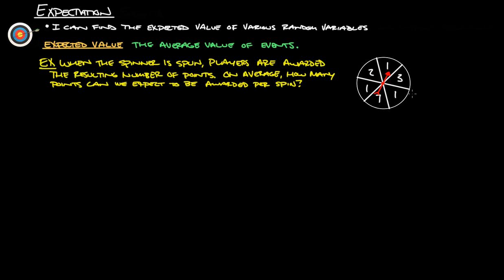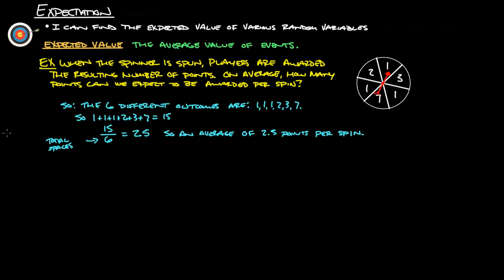We have a spinner over here, and it looks like all the sections are equally likely to occur. So each one has the same probability. There are 6 sections, so each one has a 1/6 probability of being spun. For example, when the spinner is spun, players are awarded the resulting number of points. On average, how many points can we expect to be awarded per spin?